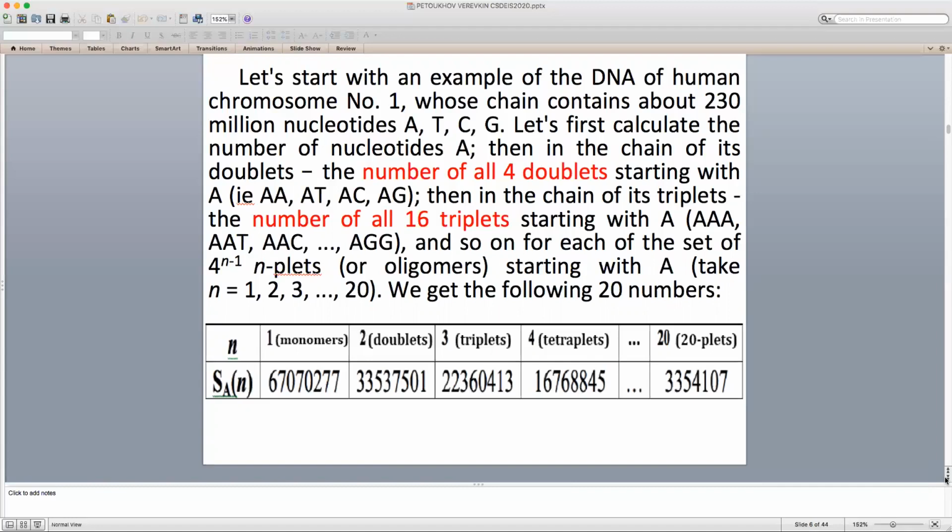Then, in the chain of its doublets, the number of all 4 doublets starting with A, that is AA, AT, AC, AG. Then, in the chain of its triplets, the number of all 16 triplets starting with A, that is AAA, AAT, etc. And so on for each of the set of n-plets or oligomers starting with A. Take n equal to 1, 2, 3 till 20. We get the following 20 numbers.